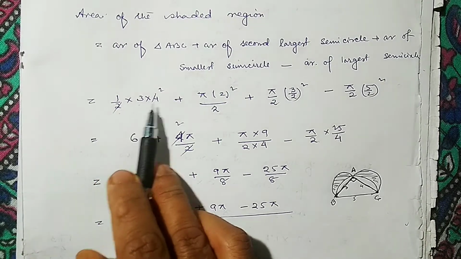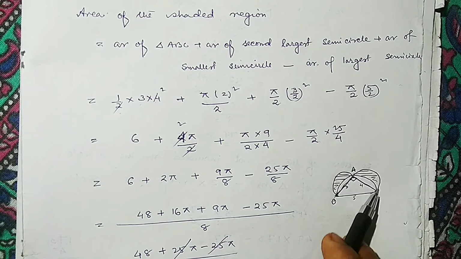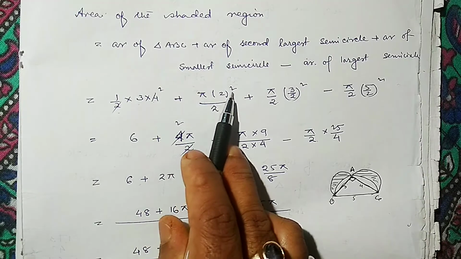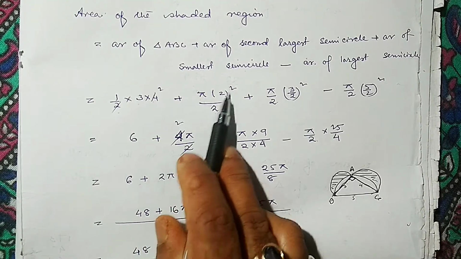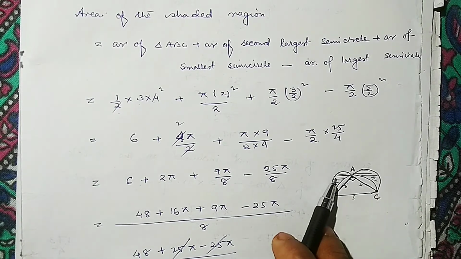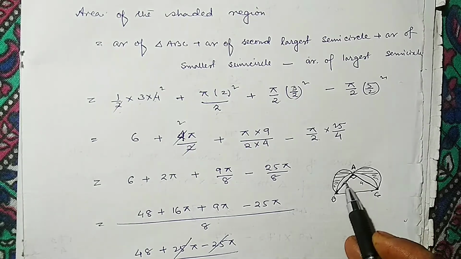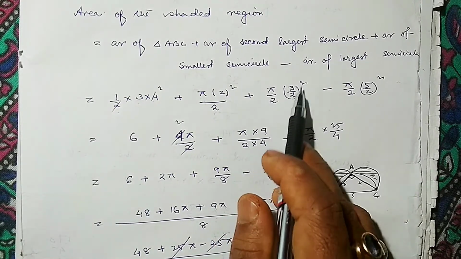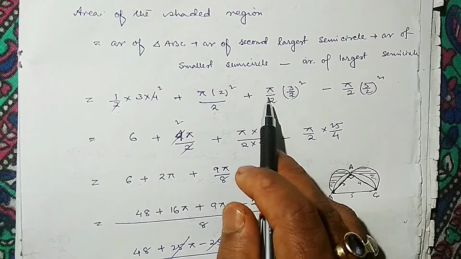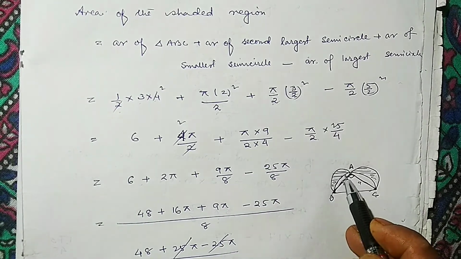So it will be half into 3 into 4 plus area of the second largest semicircle. This is the second largest semicircle. Here diameter is 4, so radius is 2. So it will be pi 2 square by 2, that means pi r square by 2, and here radius is 2 because diameter is 4. In this case, it will be pi r square by 2 and here radius is 3 by 2 because diameter is 3. So it will be pi (3 by 2) whole square divided by 2, because pi r square is the area of the circle, and if I divide by 2, it will be the area of the semicircle, minus area of this semicircle.